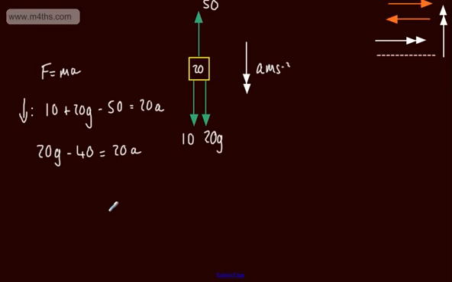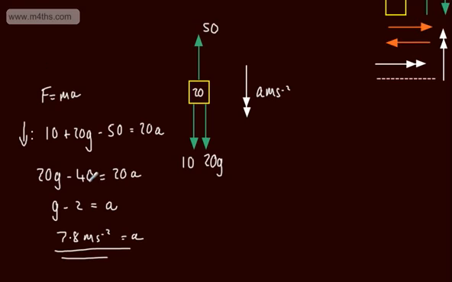So this time I'm solving for the acceleration. If I divide both sides by 20, we have g minus 2 is equal to the acceleration. So g is 9.8, 9.8 minus 2 is 7.8 meters per second squared, and that's going to be fairly uncomfortable. So there we go, that is the acceleration. Again, wildly inaccurate models lots of the time, but this might be something that we see.